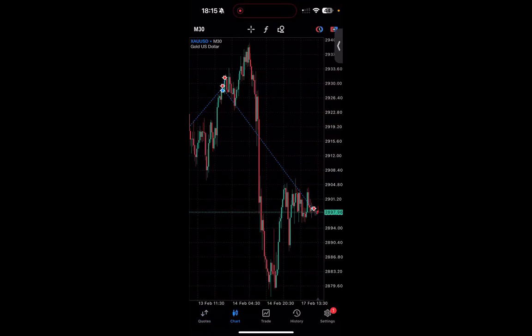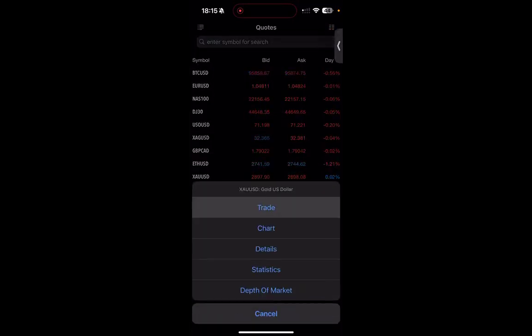Now, that sample trade idea I put on the screen says my entry would have been 2,900. So you can see it's currently a little bit below that price. But let's pretend it is at 2,900. Now, if you want to go ahead and execute a trade, you will come to XAUUSD and click trade.